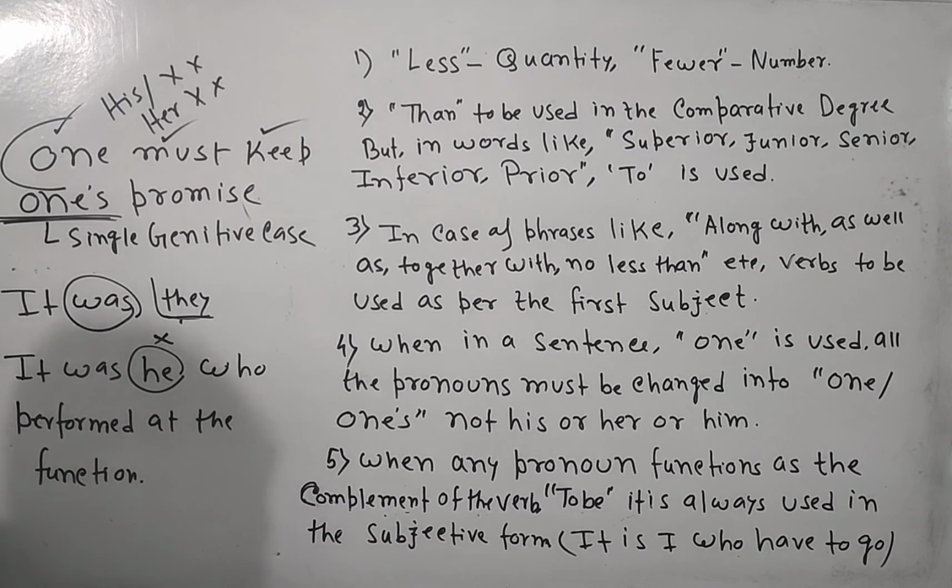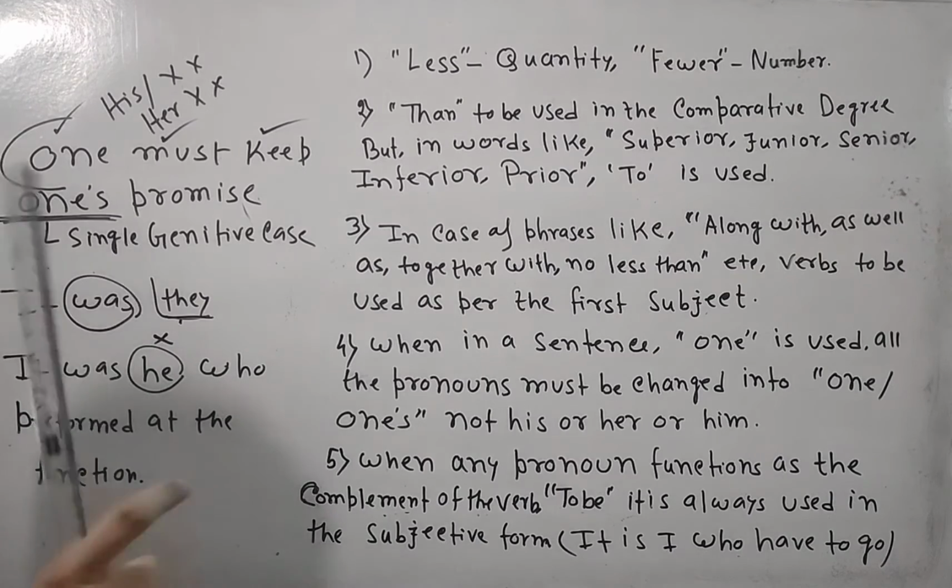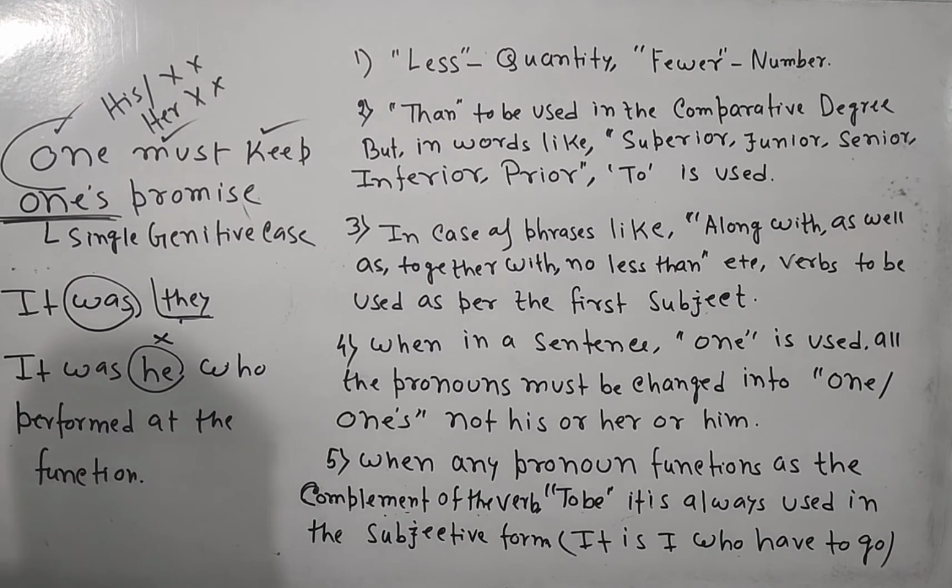When in a sentence one is used, now what is one? One is called an indefinite pronoun. One may be a person, may be a lifeless thing. So when one is used, all the pronouns must be changed into one or ones depending on the sentence. We cannot write his, her, or him, etc.